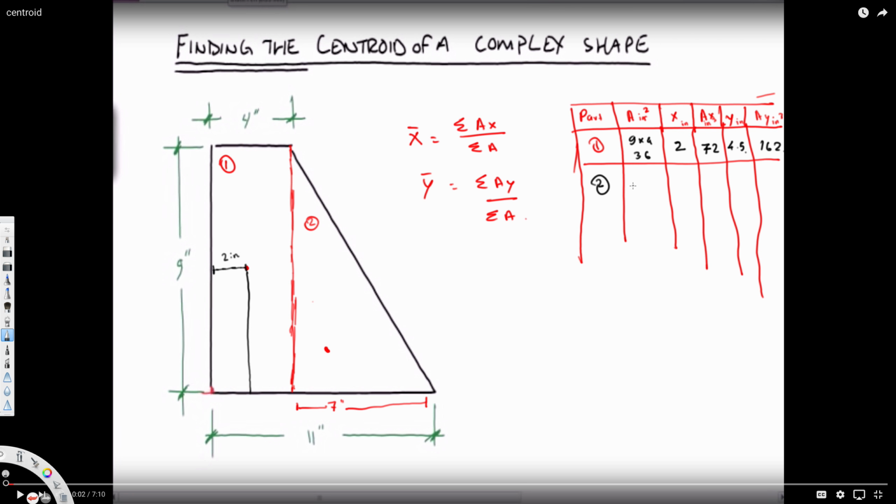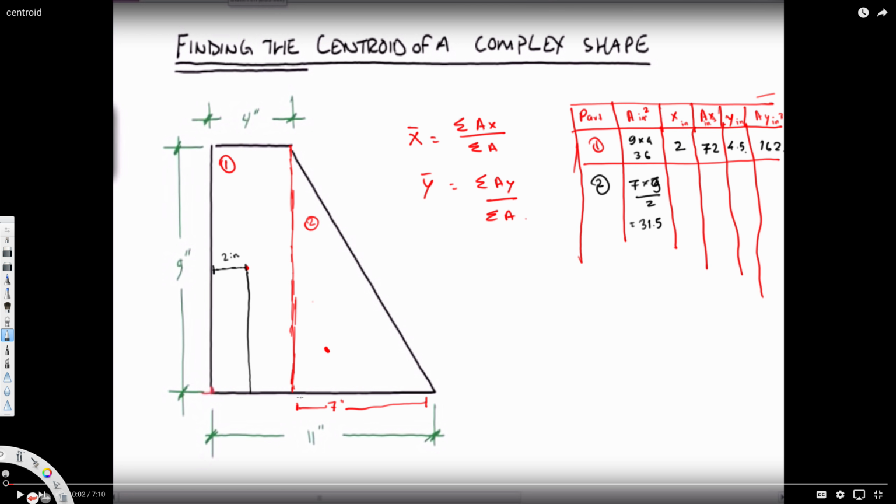For part 2, A is going to be the area of the triangle. For the triangle, area is width times height divided by 2. In this case we have the width 7 and the height 9, divided by 2. So 7 times 9 divided by 2 is the area of the triangle, and the area comes out to be 31.5.